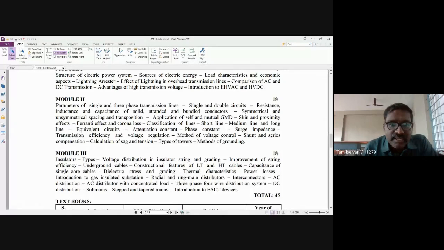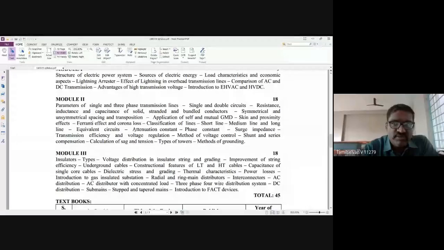How to calculate the transmission line parameters of resistance, inductance and capacitance for solid, stranded and bundled conductors, whether it is symmetrical spacing or unsymmetrical spacing conductors. Then how we apply the concept of self and mutual GMD in the parameters of transmission. And we have seen the various effects: skin effect, proximity effect, Ferranti effect, and corona losses.